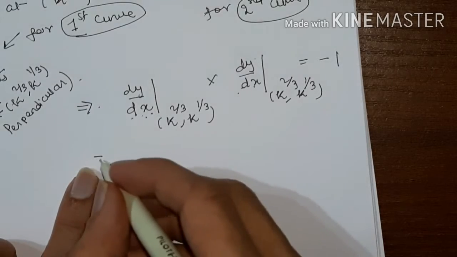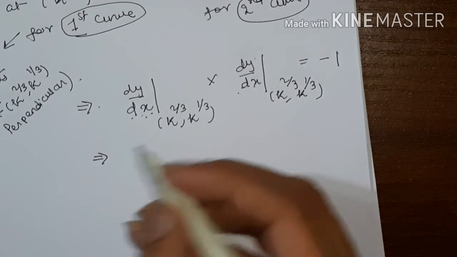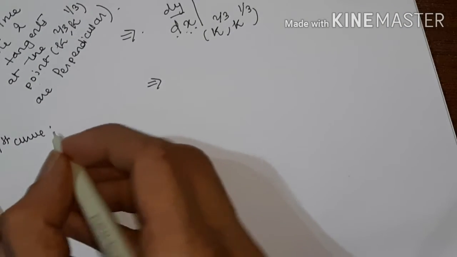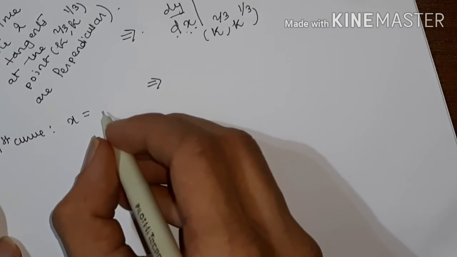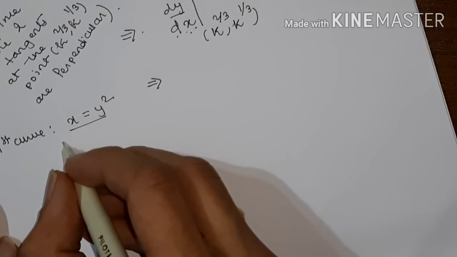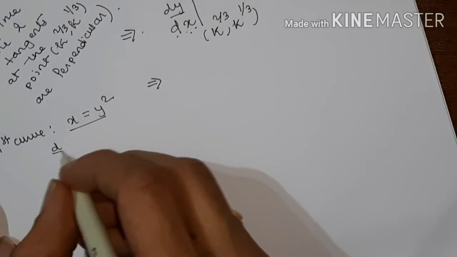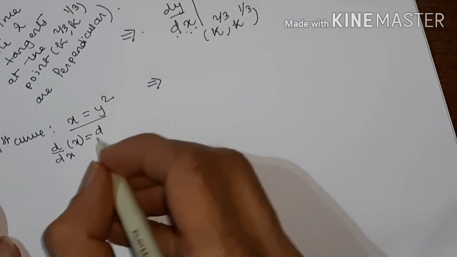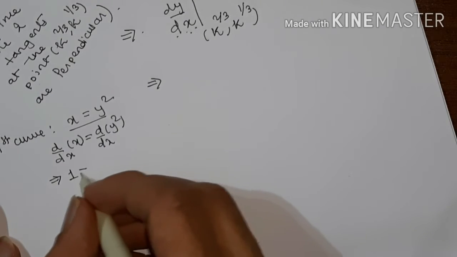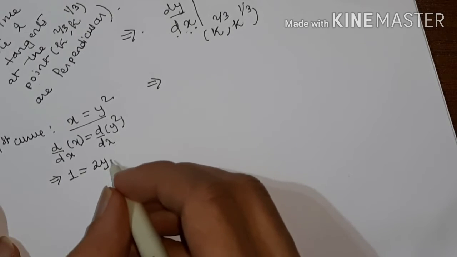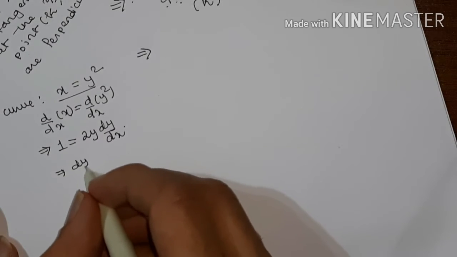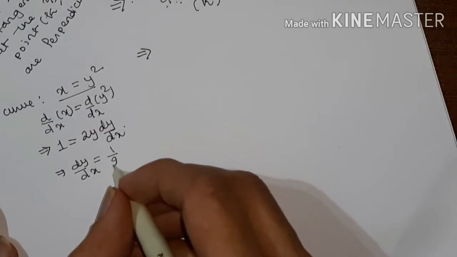So what is the dy by dx for the first curve? Let us write it here, the first curve is what? X equal to y square, right? So if you find dy by dx, you just differentiate this. So d by dx of x equals d by dx of y square. So d by dx of x is 1, which is equal to d by dx of y square, that is 2y dy by dx. So dy by dx is equal to 1 by 2y.